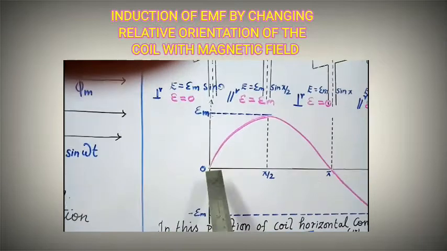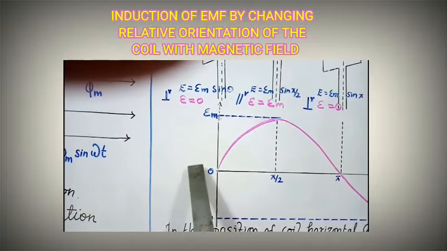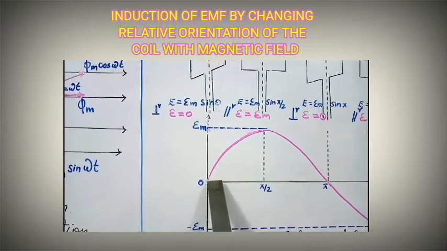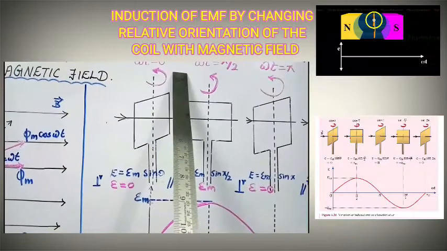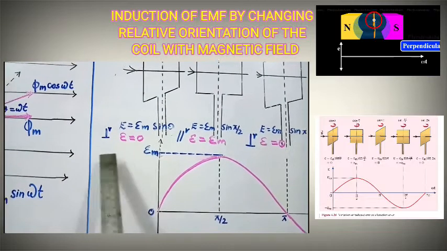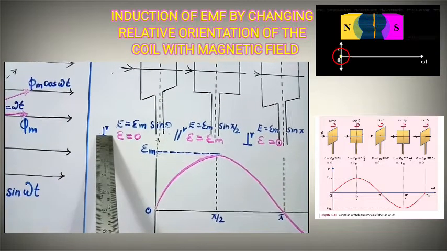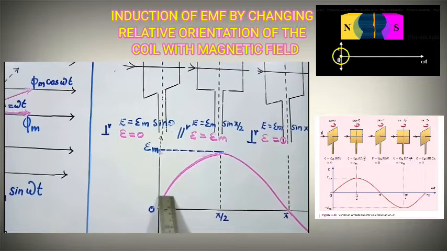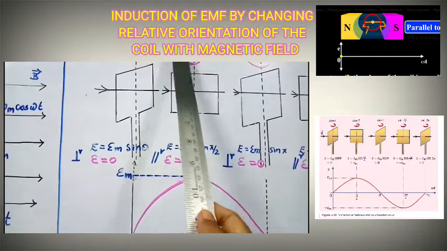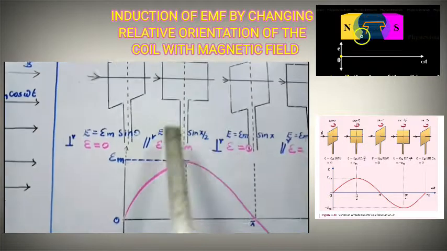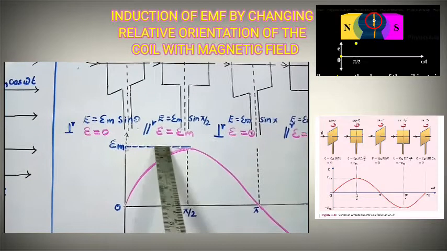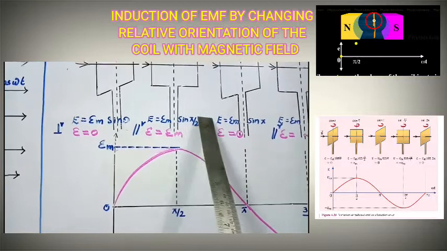As the coil rotates, first at time t equal to 0, the angle omega t is equal to 0. Here the position of the coil is perpendicular. As the coil rotates from 0 to 90 degrees, omega t is equal to pi by 2. Sin 90 is equal to 1. The induced EMF E is equal to Em sin 90, which is Em.